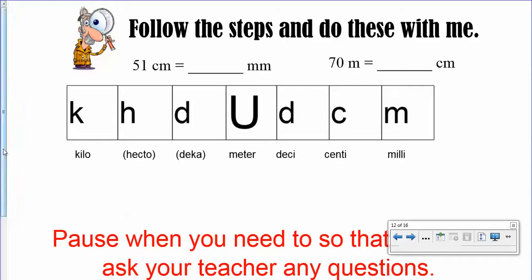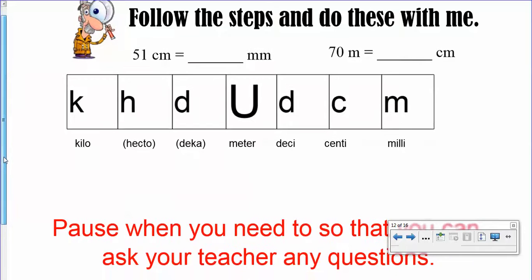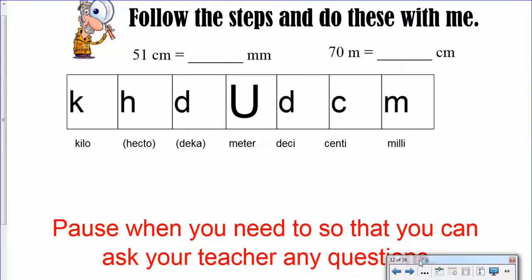So you should do this on your paper with me. We're going to follow the same steps and you're going to do this with me. And you can pause to ask your teacher any questions whenever you need.